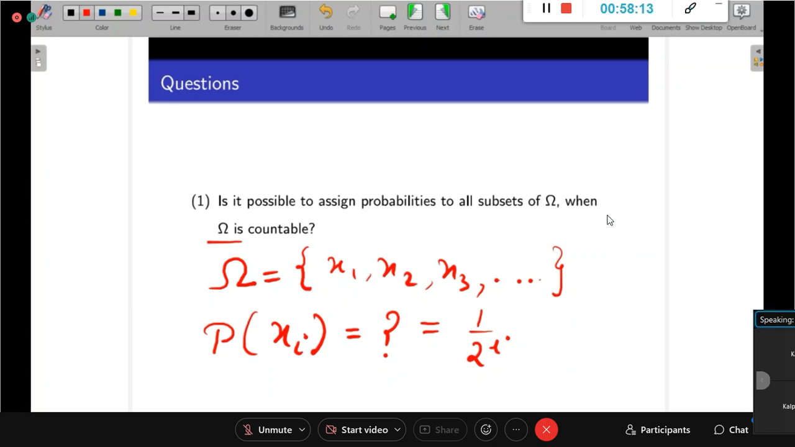Okay, so I don't find any issue here, because I can look at this omega as a set of natural numbers, and I can assign any natural number a probability. Let's take 4. I will assign it 1 by 2 to the power 4. Getting the number 100 gets 1 by 2 to the power 100.